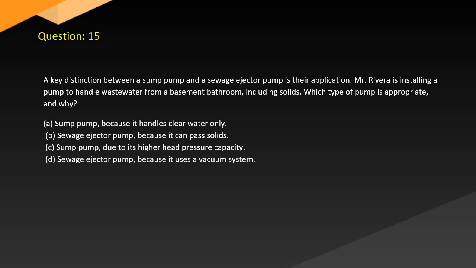Question 15. A key distinction between a sump pump and a sewage ejector pump is their application. Mr. Rivera is installing a pump to handle wastewater from a basement bathroom, including solids. Which type of pump is appropriate and why? A. Sump pump because it handles clear water only. B. Sewage ejector pump because it can pass solids. C. Sump pump due to its higher head pressure capacity. D. Sewage ejector pump because it uses a vacuum system.